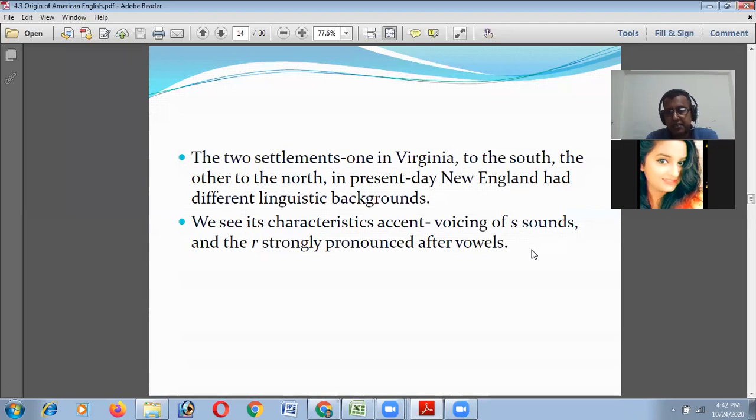And for this stage, the British will be pronouncing in such a way: he is my father. That means in "father", the R will not be pronounced, and they will be using the S sound. This is the accent or pronunciation pattern of British English.